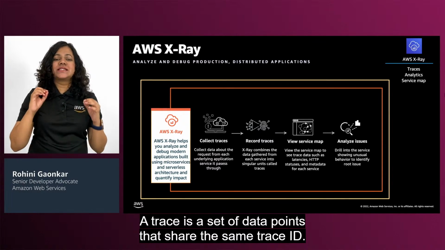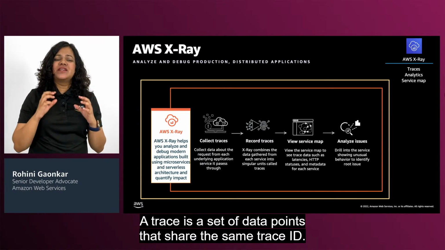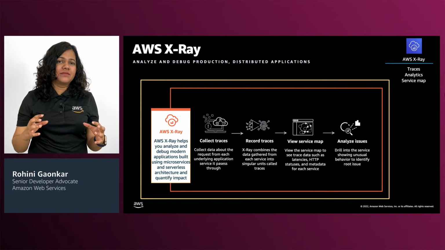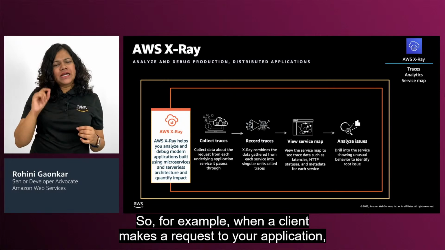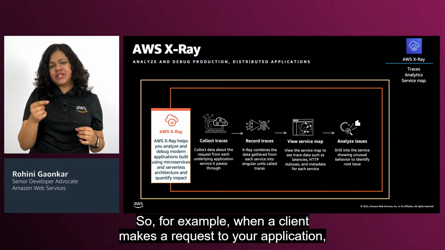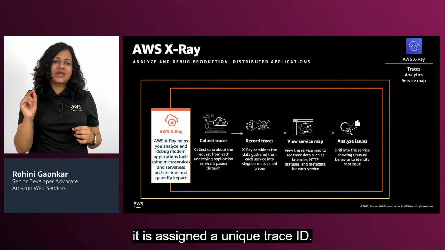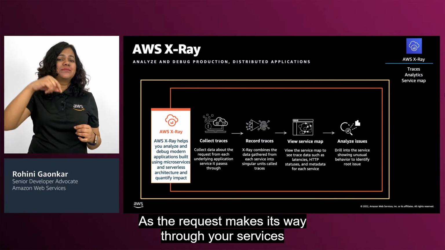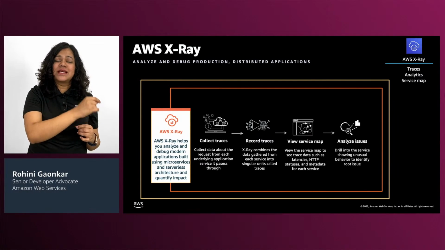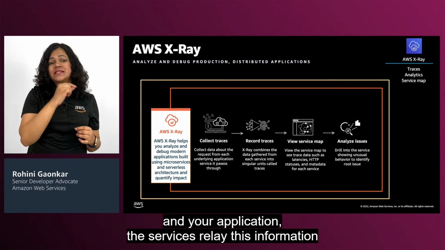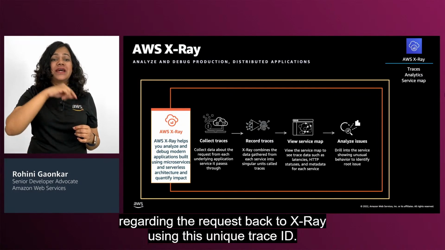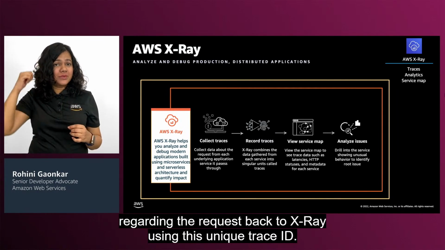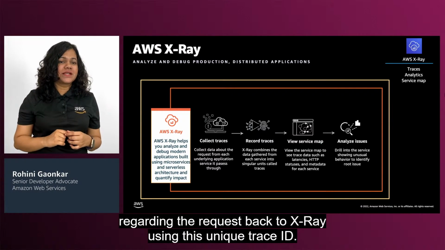A trace is a set of data points that share the same trace ID. So for example, when a client makes a request to your application, it is assigned a unique trace ID. As the request makes its way through your services in your application, the services relay this information regarding the request back to X-Ray using this unique trace ID.